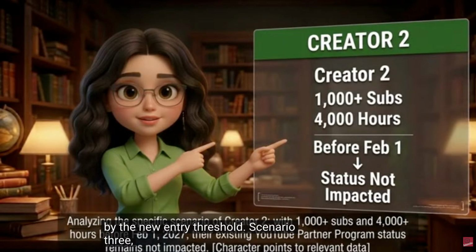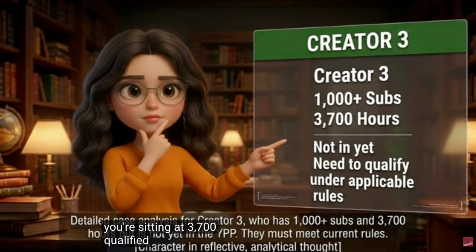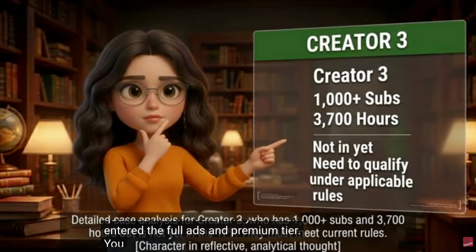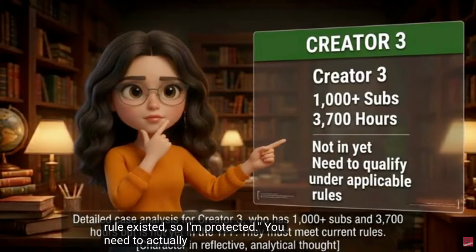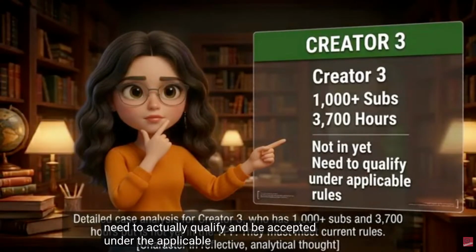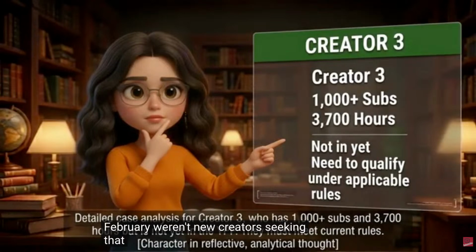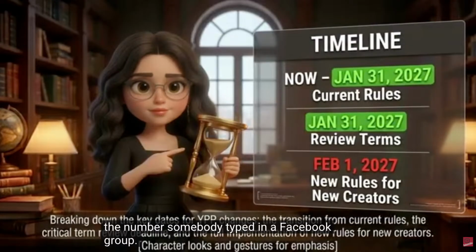Scenario 3. You have 1,000 subscribers, but you're sitting at 3,700 qualified watch hours, and you haven't entered the full ads and premium tier. You can't simply say, "Well, the old rule existed, so I'm protected." You need to actually qualify and be accepted under the applicable rules. And after February 1, new creators seeking that ads and premium entry tier face the new threshold. That's the difference. Not the thumbnail, not the rumor, not the number somebody typed in a Facebook group. Your actual status matters.